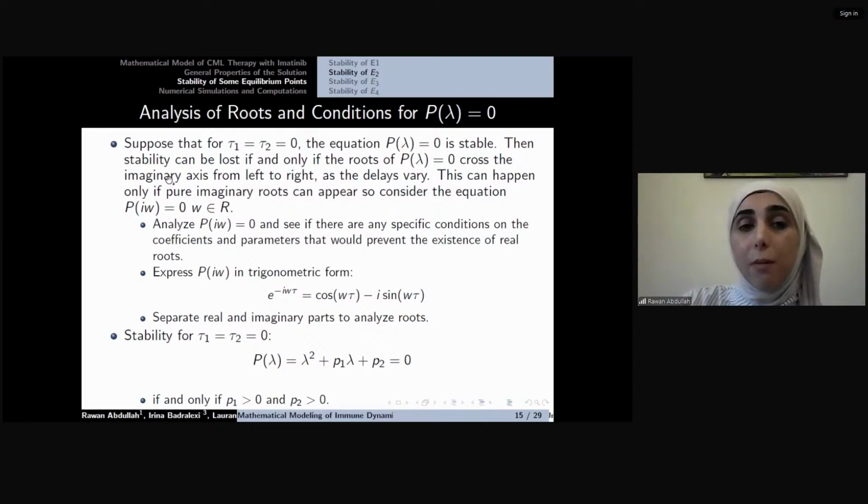Then the stability can be lost if and only if the roots of this equation cross the imaginary axis from left to right as the delays vary. This can happen only if pure imaginary roots can appear, so consider the following equation. In order to analyze this equation, we will express P of i omega in a trigonometric form and separate the real and the imaginary parts. And for this condition, by supposing tau 1 equal tau 2 equal to 0, we will have this equation, and we can easily see that it is stable if P1 and P2 are strictly positive.